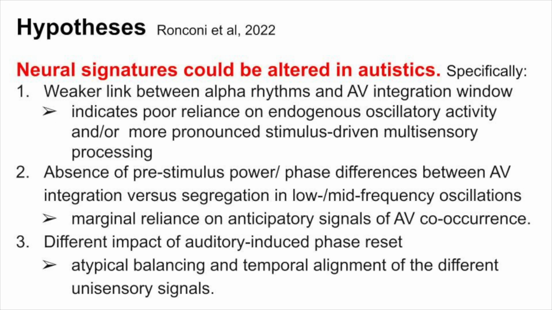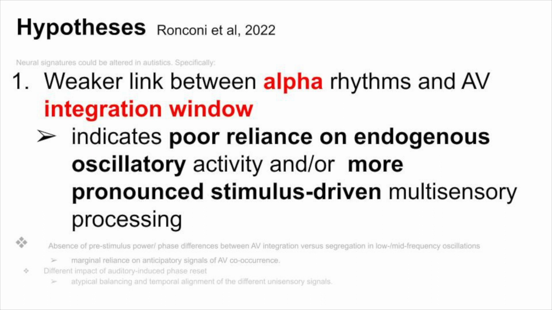Hypotheses for the Ronconi study were around altered neural signatures in autistics. Specifically, a weaker link between alpha rhythms and the audio-video integration window, as this indicates a poor reliance on endogenous oscillatory activity and a more stimulus-driven multisensory processing.